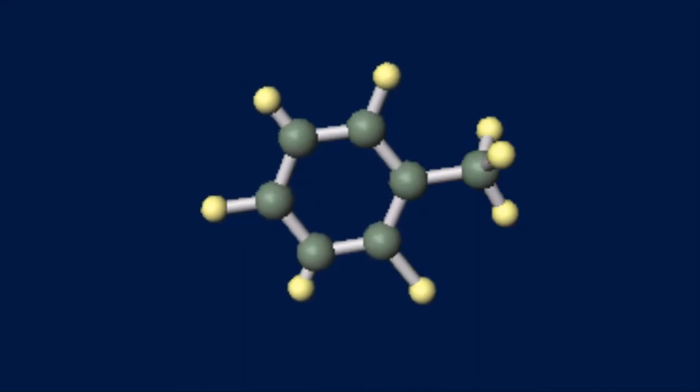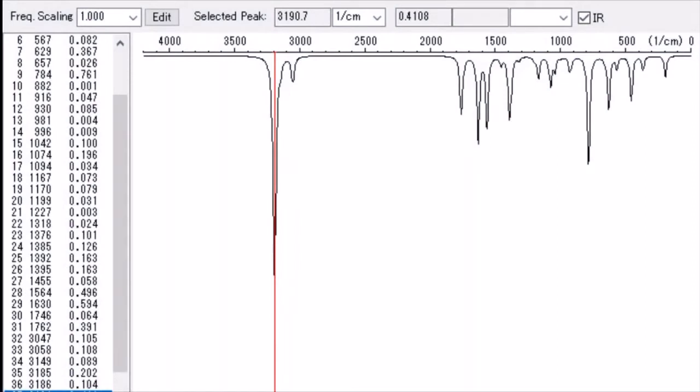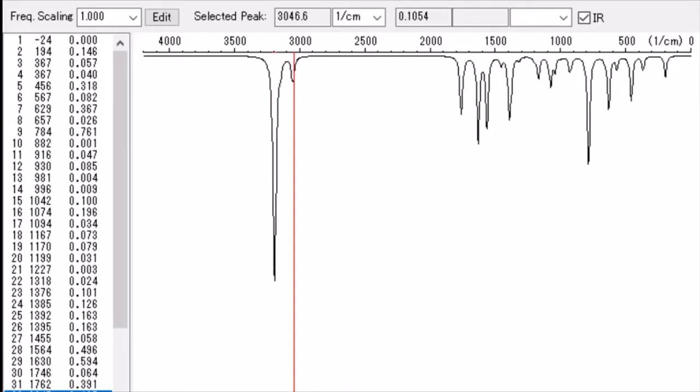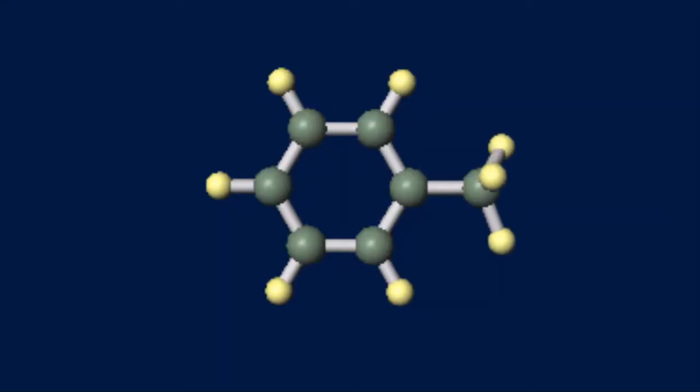The next peak, we shall see this peak. We shall see what is the corresponding vibration motion in the molecule. For that we have to animate this. Let us see, you can see this is the corresponding motion of that particular peak.